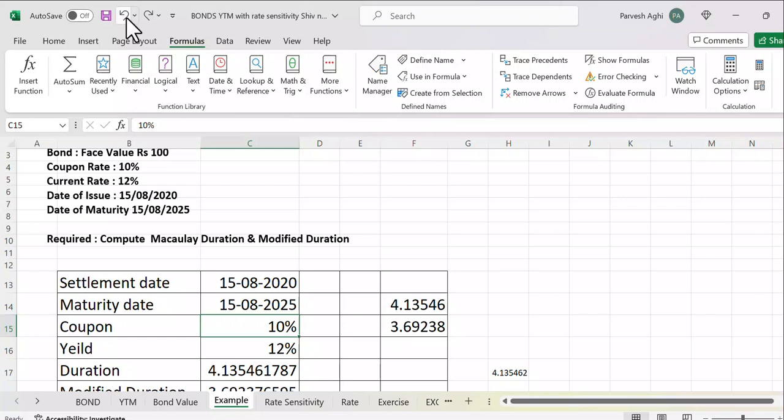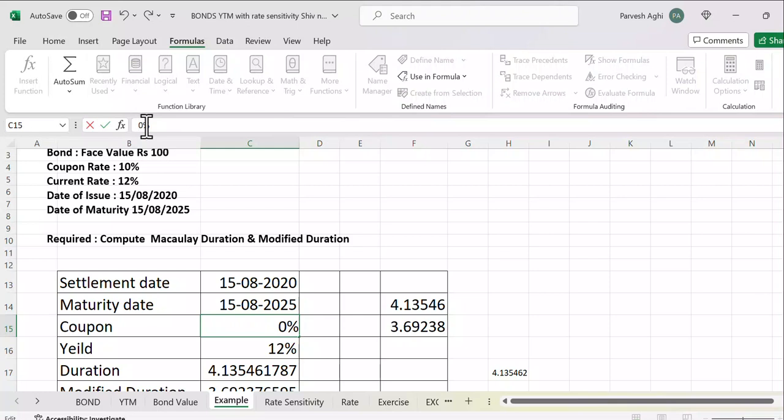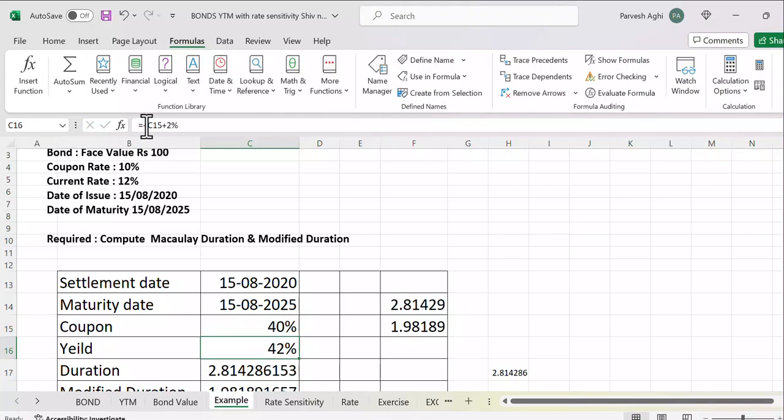The original formula was that the coupon rate was 10% and the current yield is 12%. Just to maintain the parity that currently the interest rate is 12%, whenever the coupon rate goes up or down, the yield will also go up and down by the same amount. I'm just explaining that, nothing else. Suppose the coupon rate goes to 40%. Then the Macaulay duration will become 2.81. Is that okay?